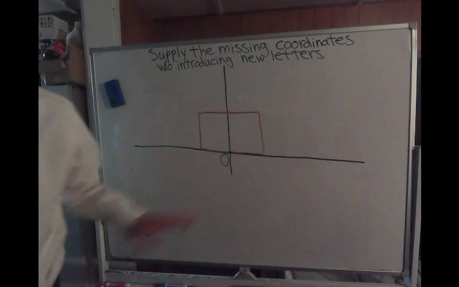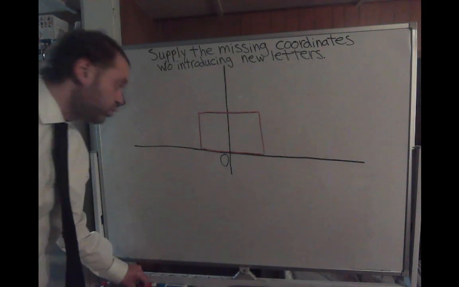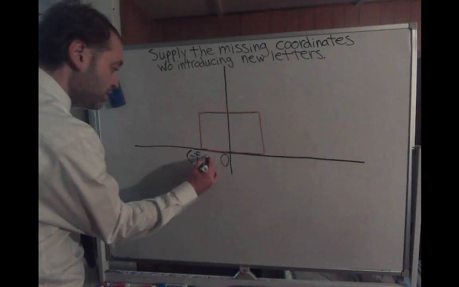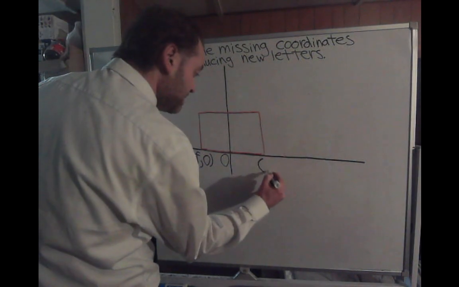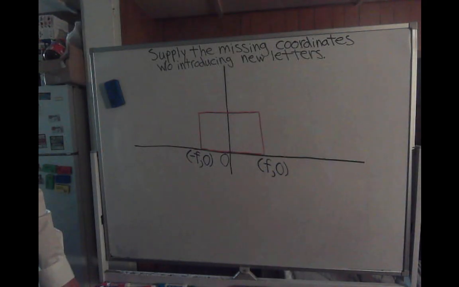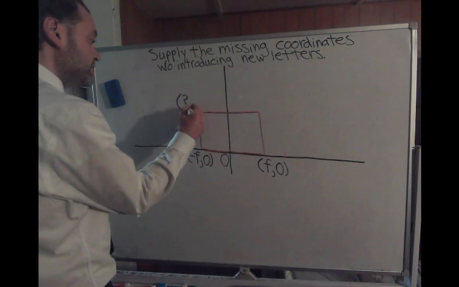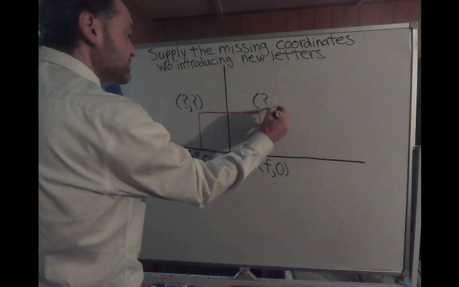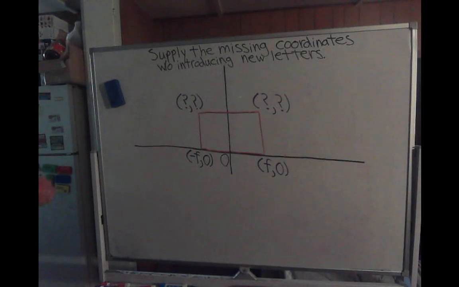Alright, so we have the coordinate of the bottom left vertex at negative f, 0. The coordinate of the bottom right vertex is at positive f, 0. What we need to find are the coordinates of the top left vertex of the square as well as the top right vertex of the square. So this is going to be a good one.